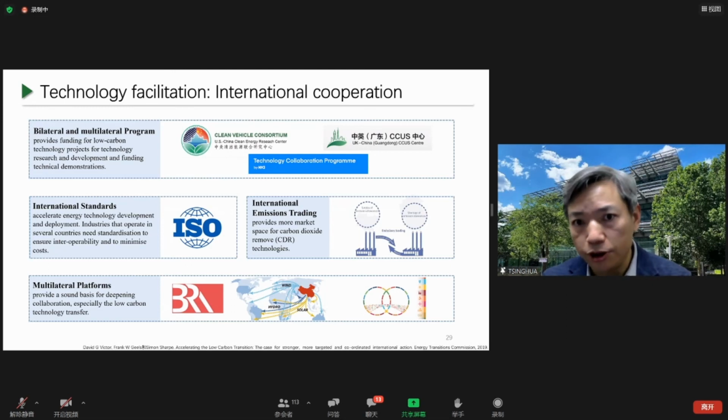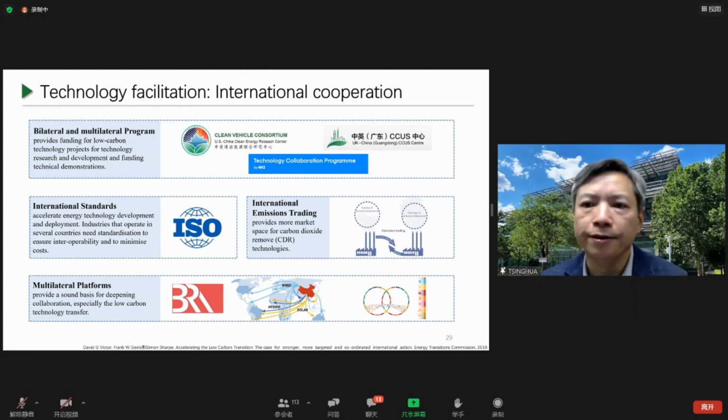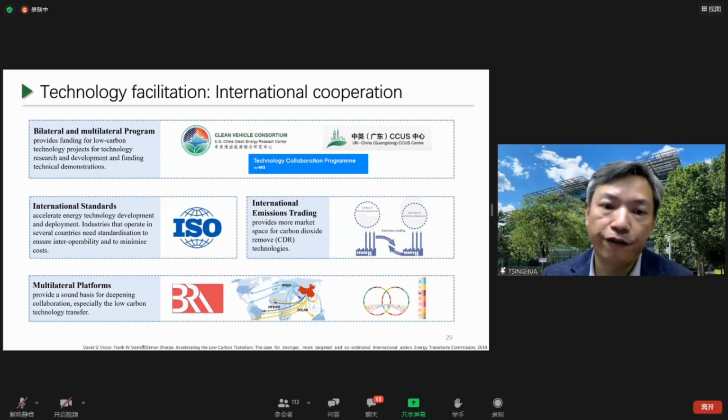Multilateral platforms also provide an important basis for low-carbon technology development and transfer. For example, China's Belt and Road Initiative, BRI, is one opportunity to work with international partners to help other countries access the best international technologies in the future. As China promised to stop overseas financing of new coal plants, it is foreseeable to have more low-carbon technology transfer and diffusion through the Belt and Road Initiative.